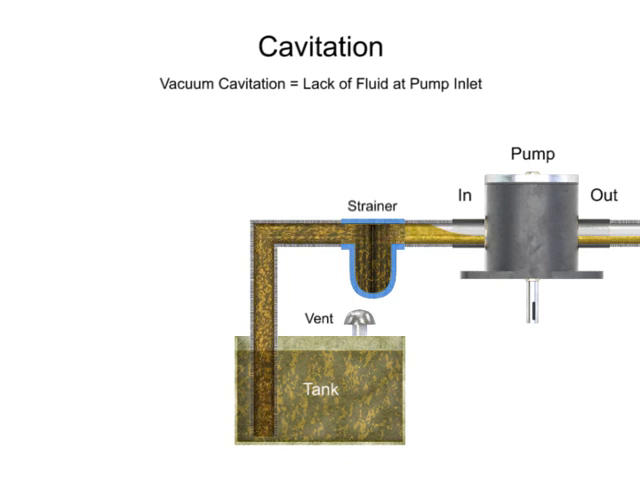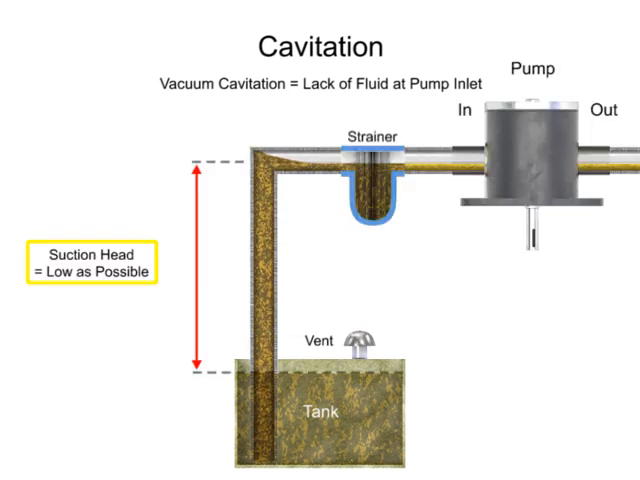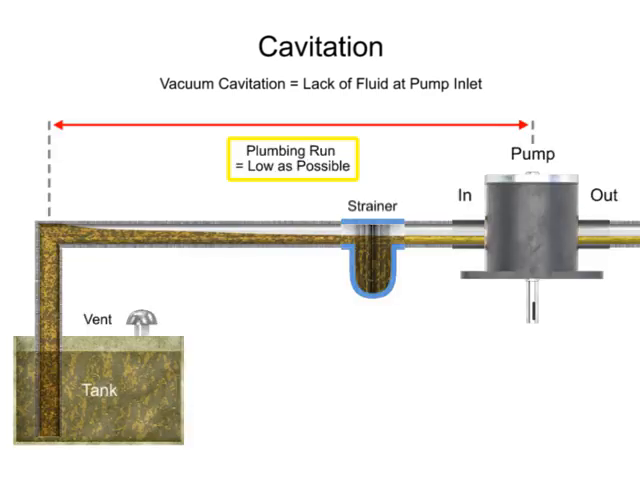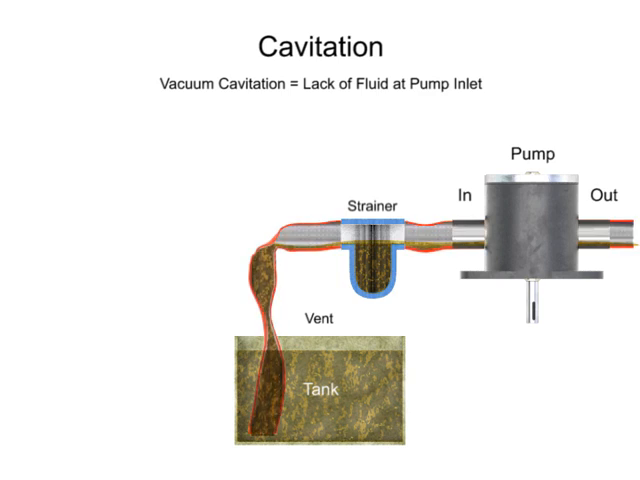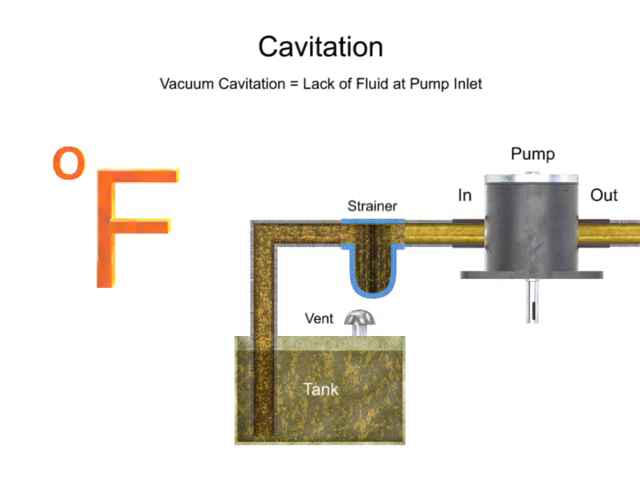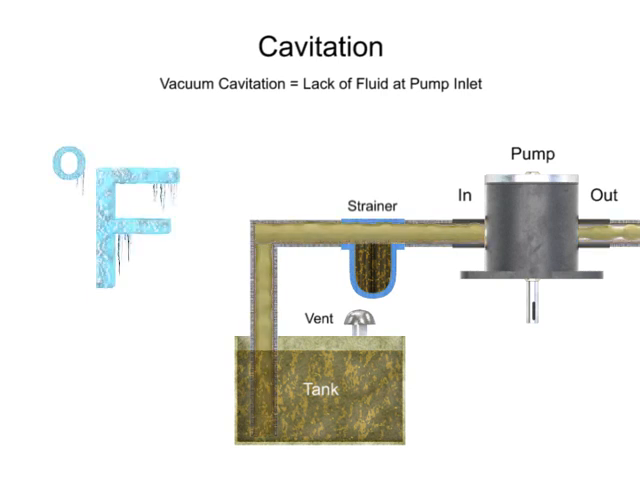The lack of sufficient fluid can be caused by a clogged inlet, a dirty strainer, too large a suction head, too long a plumbing run, restricted or collapsed plumbing hoses, or too viscous a fluid, such as when the temperature drops and oil thickens.